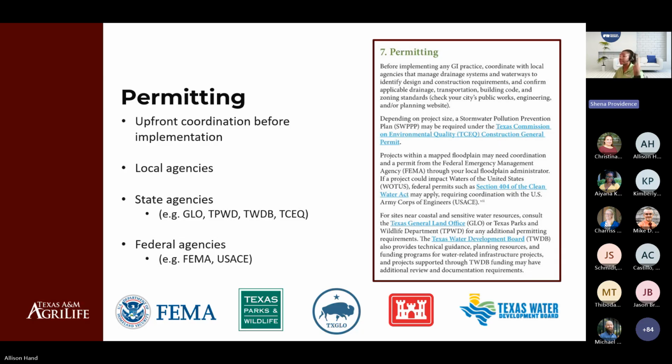At the state level here in Texas, that'll likely look like coordination with GLO for sites near coastal and or sensitive water resources, the Water Development Board for technical guidance, planning resources, and funding programs for water-related infrastructure, or even TCEQ from a stormwater pollution prevention plan perspective, of course, which is dependent on your project size. And then lastly, at the federal level, that could look like coordination with FEMA if a project is within a floodplain.